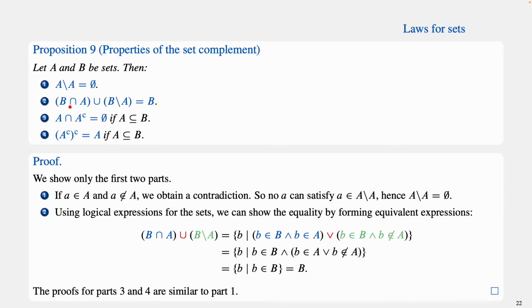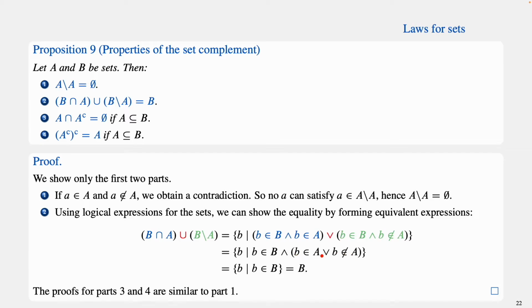Okay, what do we have here? (B intersection A) union with the complement of A in B. So this is a set of objects b such that, corresponding to the first part, b is in B and b is in A. Union, or corresponding to the second part, so it's this, or b is in B and b is not in A. Now, using the rules for logical expressions, we can rewrite this as those elements b that satisfy b is in the set big B and b is in A or b is not in A.